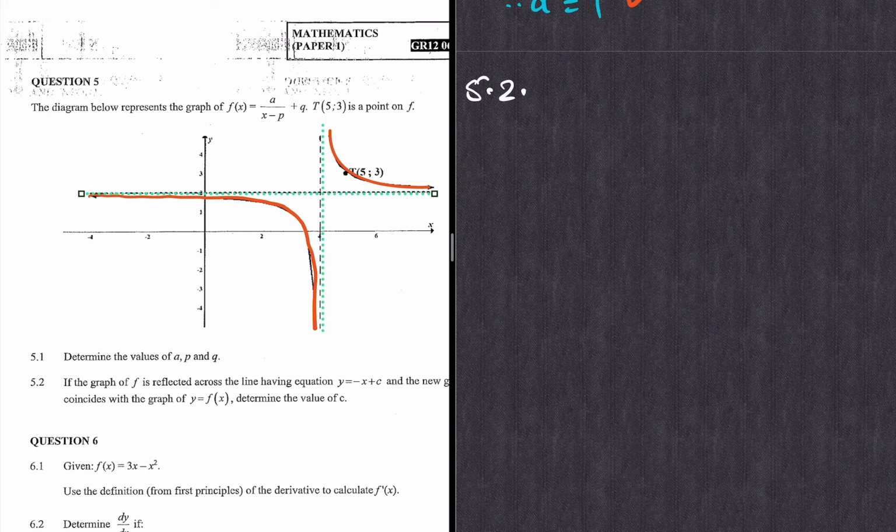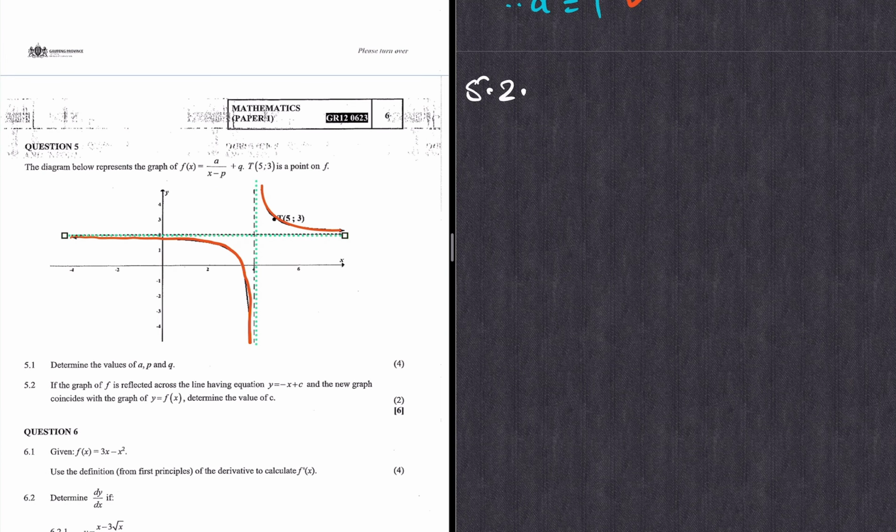And then 5.2, they say if the graph of f is reflected across the line having the equation y equals minus x plus c, and the new graph coincides with the graph of f, determine the value of c. Okay, so what I want you guys to observe is that there's a new graph here. I mean, the graph of f is reflected.